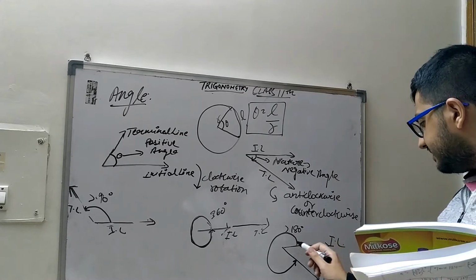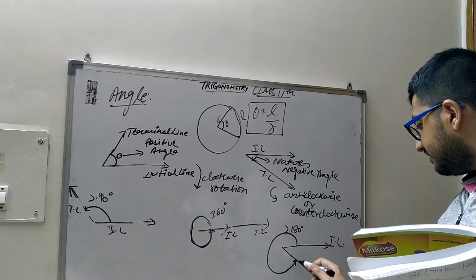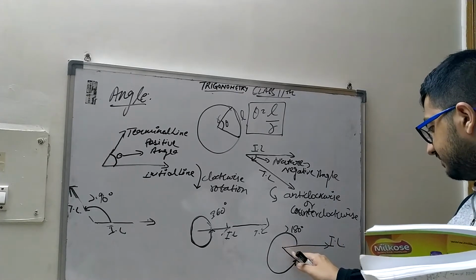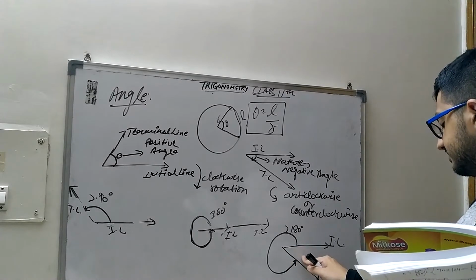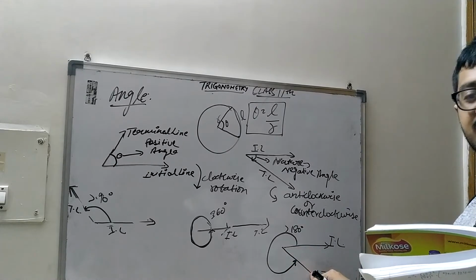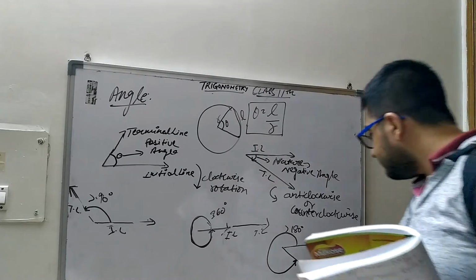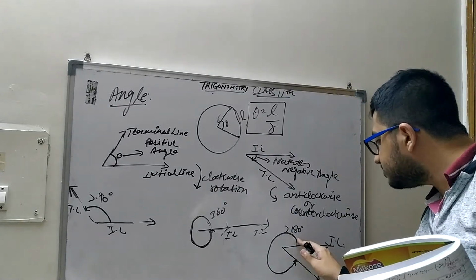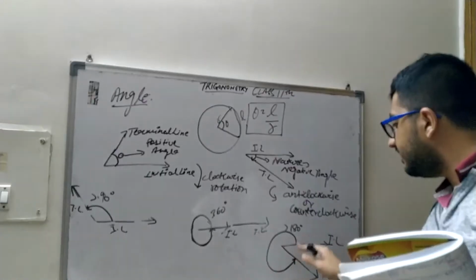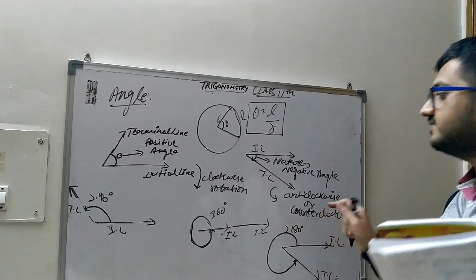The initial line is here, and the terminating line crosses and ends here. This is the terminal point, then the angle is swept here, it rotates here, and it forms greater than 180 degrees.